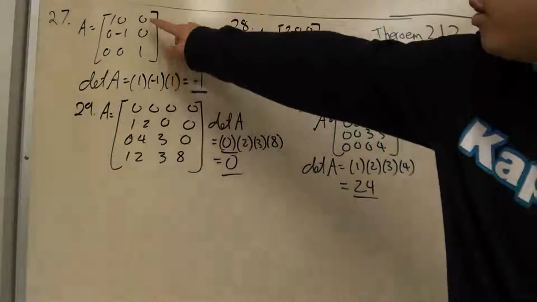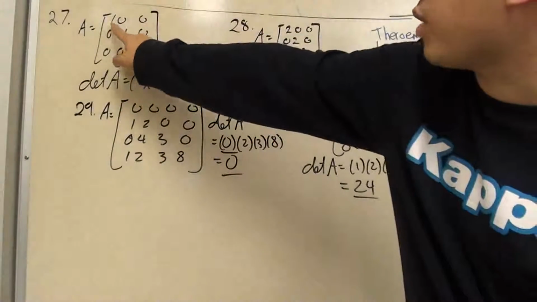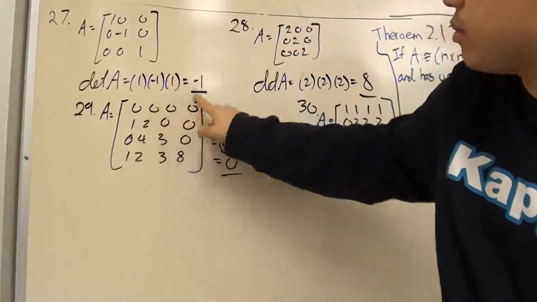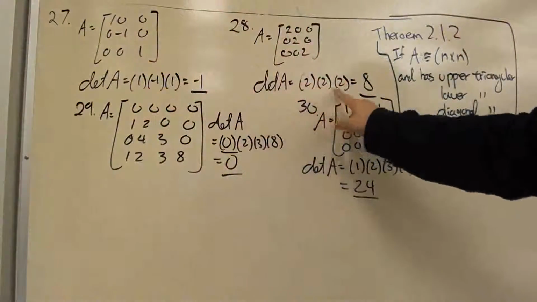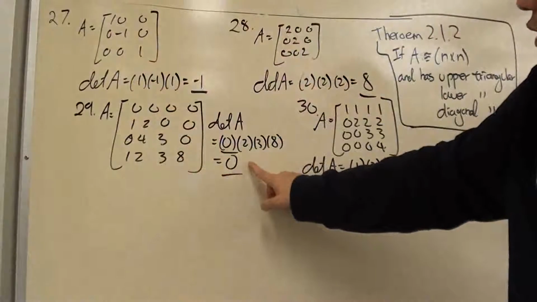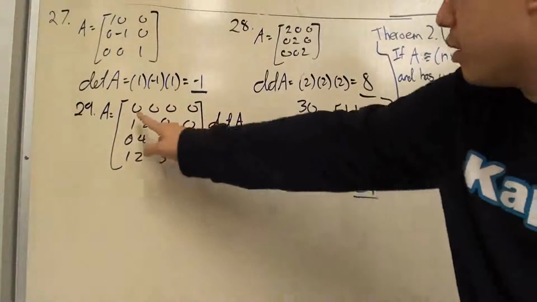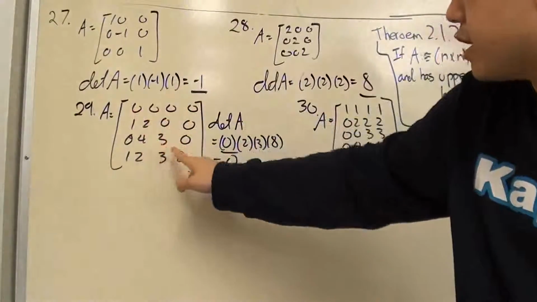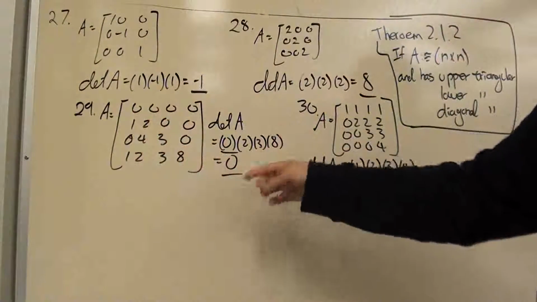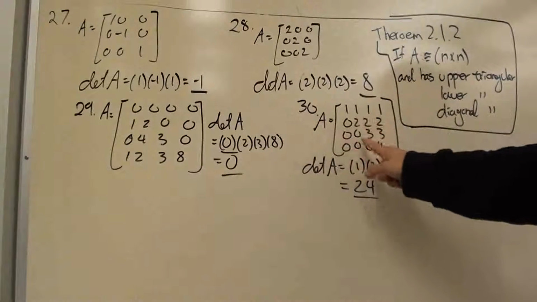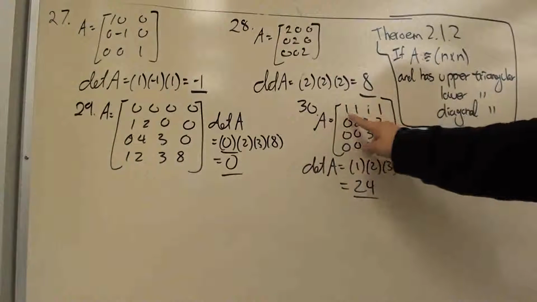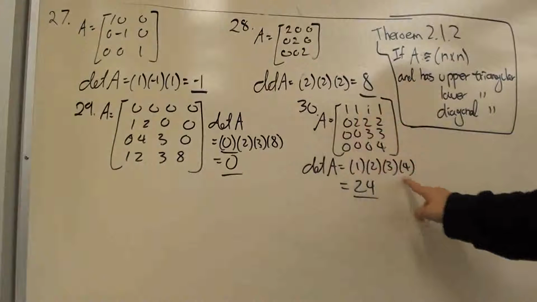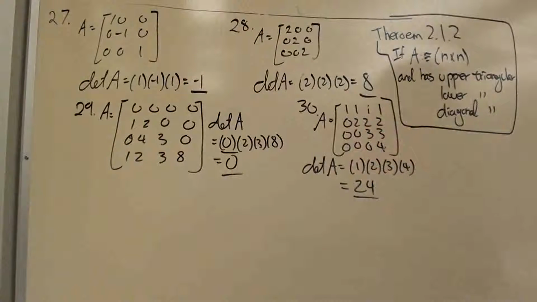So for example, here we already established the condition, so it's going to be just 1 times negative 1 times 1 gives me negative 1. Same idea with this, right? For this one, it's 0. Why is that? Because we have that condition, so we can just multiply everything on the diagonal line. But one entry is 0. 0 times 2 times 3 times 8. Anything times 0 is 0. Perfect. And the same idea goes here. Here the middle is 1, 2, 3, 4, so it's going to be right. So this is so much easier than all the stuff that we've been doing in the past, right?